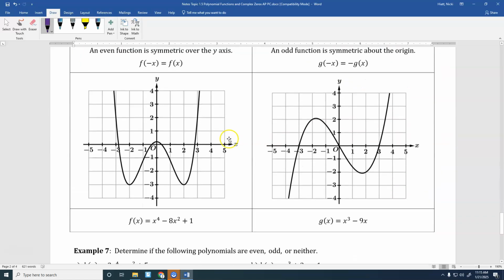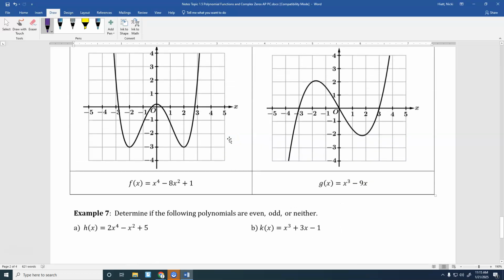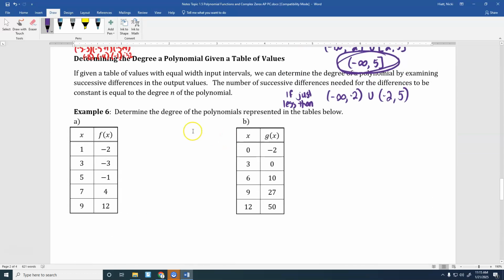All right. Oh, gracious, we're running out of time. Okay. I'm going to do this really fast. We kind of talked about it a little bit already. They want to know the degree of the polynomial represented. First of all, you must check to make sure you're going up by the same number.